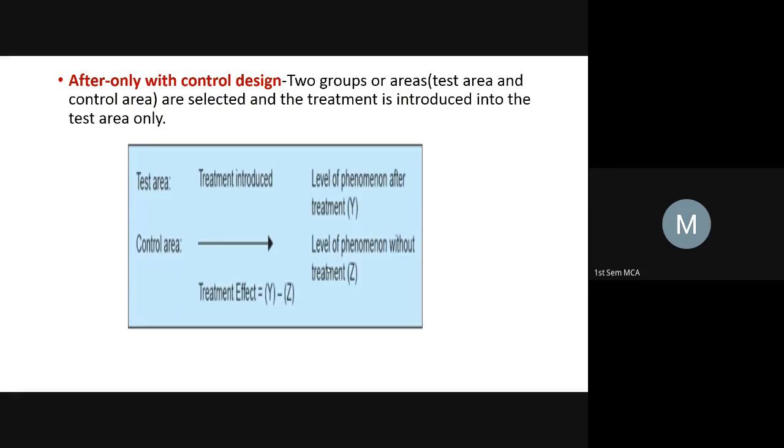Okay. So here the level of phenomena without treatment, out of 35, 30 students have taken more than 90. So here out of 15, only 10 students have taken. Here out of 35, 30 students have taken. That means students without training have done very well than students with training.